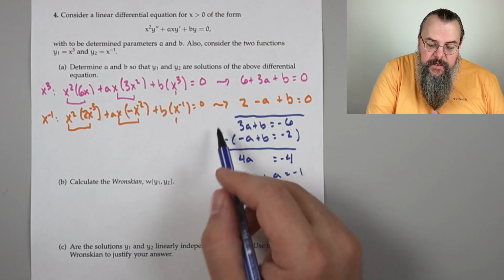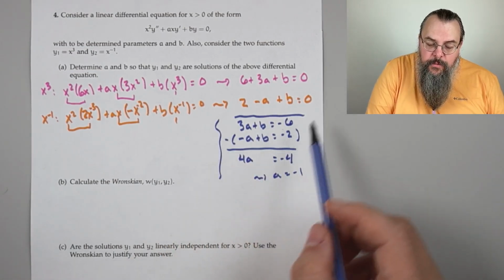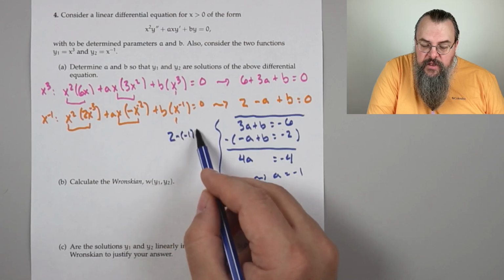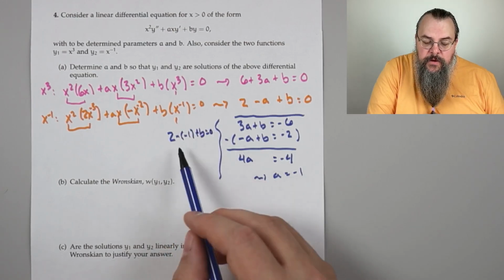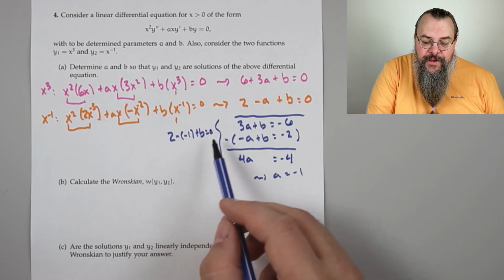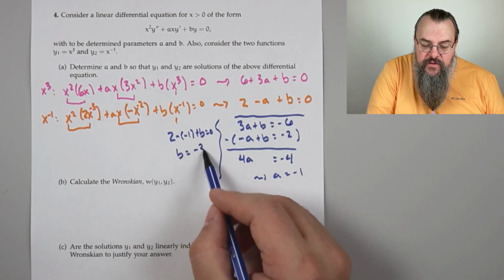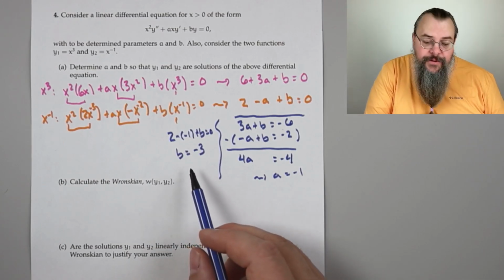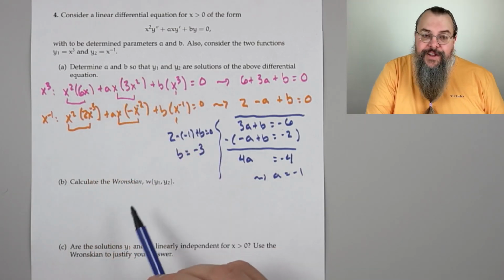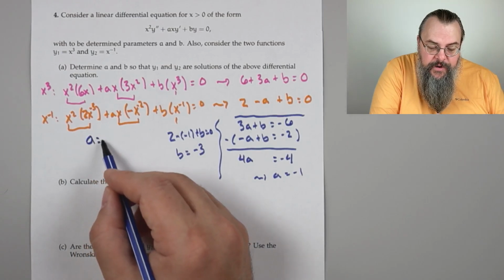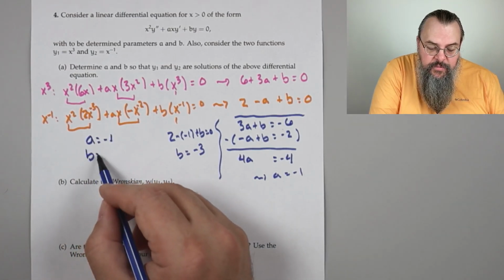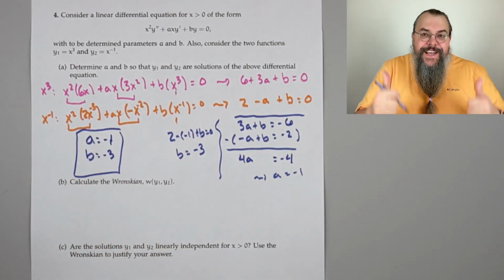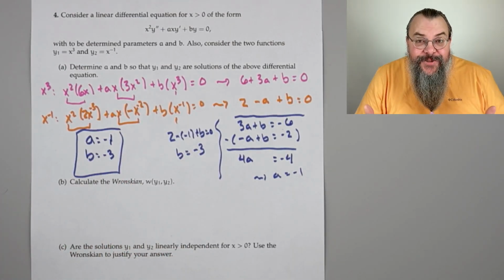Now that we know a, what can we do? Well, we'll plug it in. We can plug it in here. So we have 2 minus minus 1 plus b equals 0. Well, 2 minus minus 1 is 3. 3 plus b equals 0, so we get b equals minus 3. And so we say, okay, well, that's A and that's B. And what do we need to do? Well, we need to determine A and B. And so we're done with part A. A equals -1, B equals -3. Woohoo! Yes! And the problem continues.